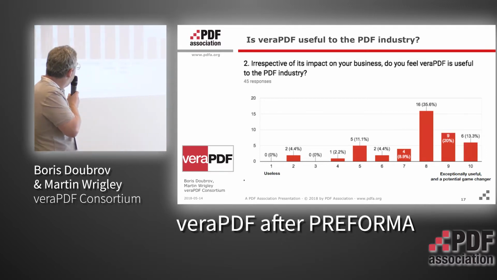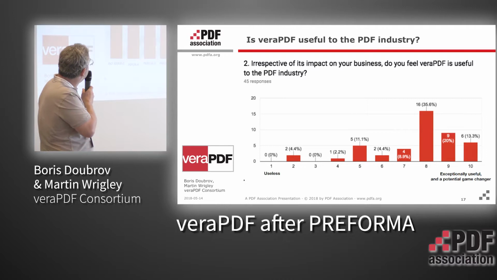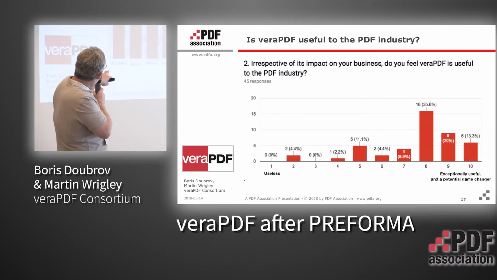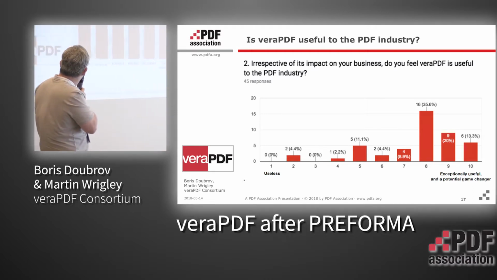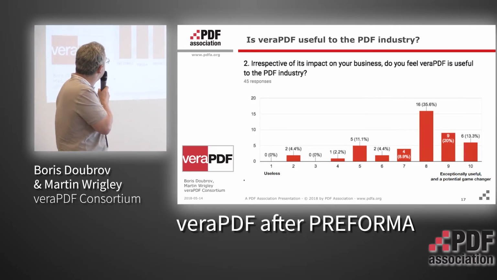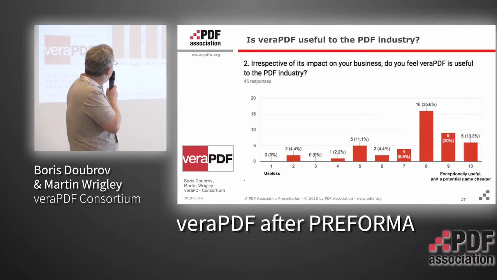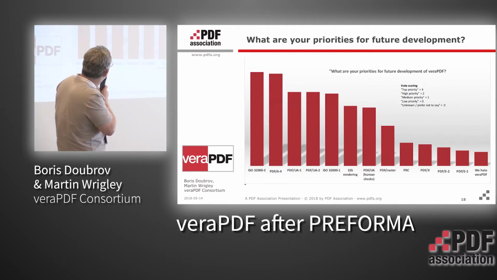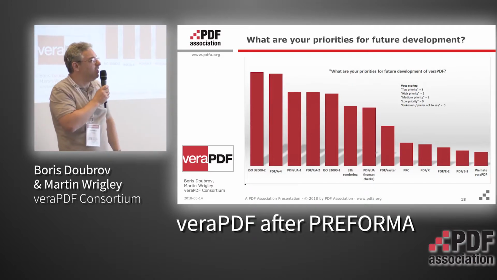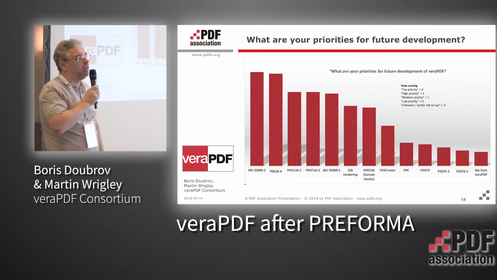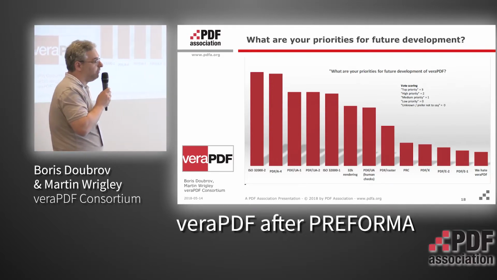And this is what members of the PDF Association suggest veraPDF do next. We see that there is almost an equilibrium between full ISO 32000 validation and the PDF/A-4 standard, which is not published yet, then next go PDF/UA, and again 32000. If we combine 32000 part 1 and part 2, we would have a clear peak here. So this means that what the PDF industry wants is full PDF validation.